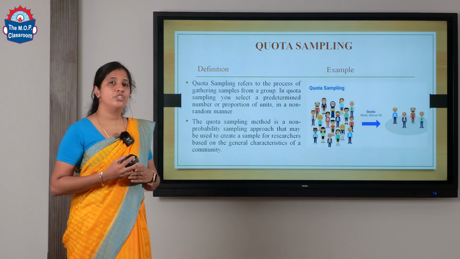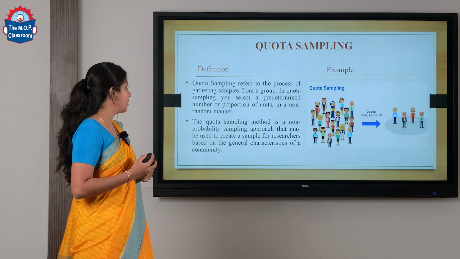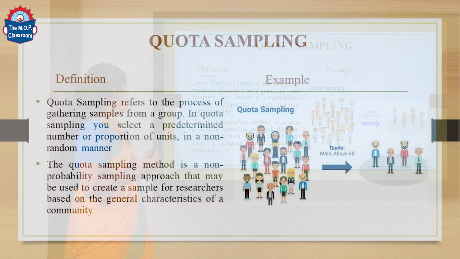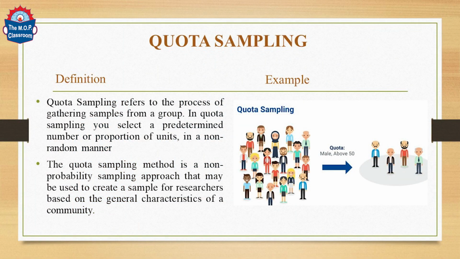So the third one is quota sampling. Quota sampling refers to the process of gathering samples from a group. In quota sampling, you select a predetermined number. So before you get into the research, you will have some predetermined sample, for example my research is going to be just people who are above 40 or 40 to 50. So you will select the sample based on age.